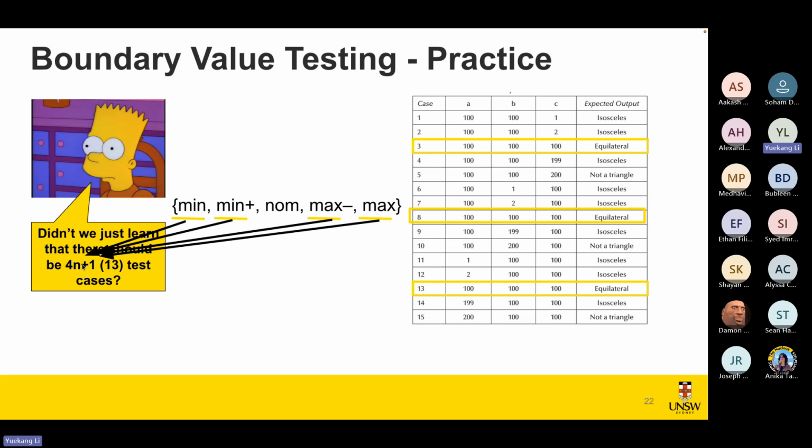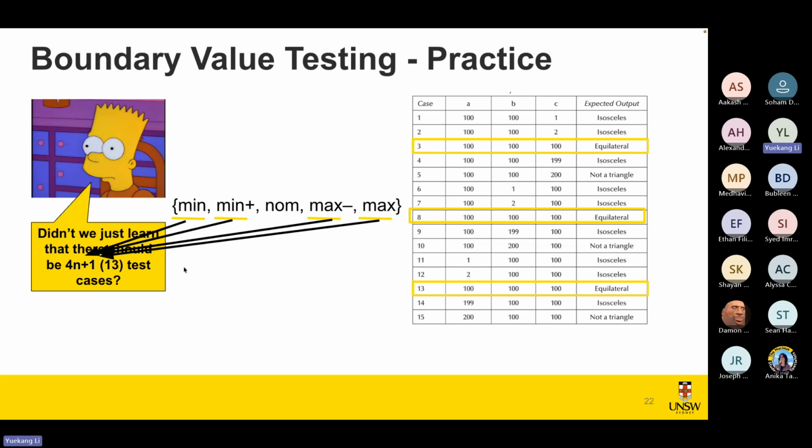And we need to do this n times because we have n parameters. We need to allow each parameter to do this rotation, value rotation. So that's why this is 4n. And because we are not taking care of the case where everything is normal, that is the 1 here. So that is why this formula is calculated as 4n plus 1.